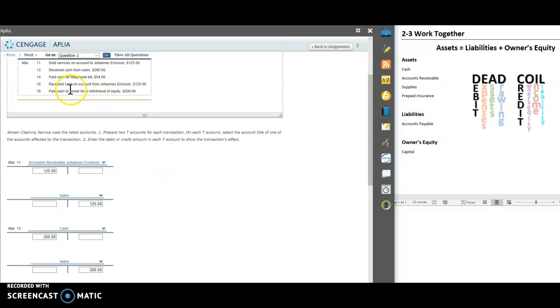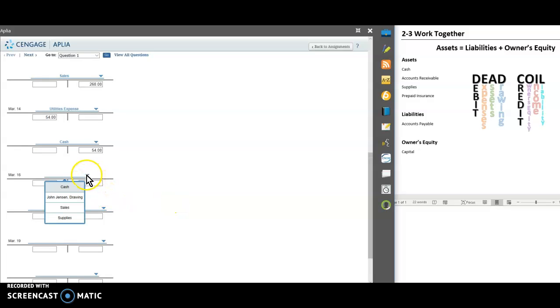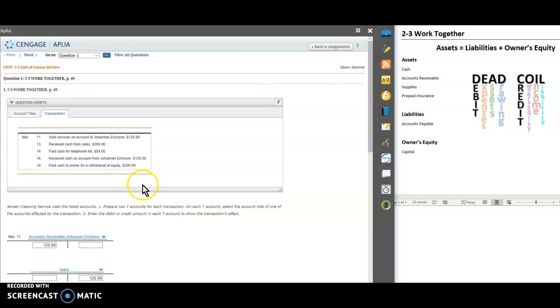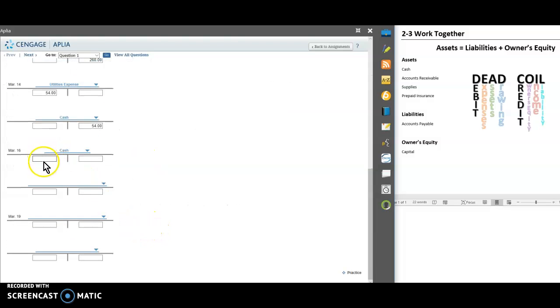The 16th, received cash on account from Johannes Eriksson, $125. So received cash. Cash is an asset. Assets have a normal balance side of the debit. That's the side that it increases. So our debit is going to be cash for the amount they're giving us, $125. And our credit is going to be accounts receivable because they're paying us, okay? Remember, accounts payable is when we pay someone. Accounts receivable is when somebody pays us. They give us the money, all right? So cash debit, accounts receivable credit.